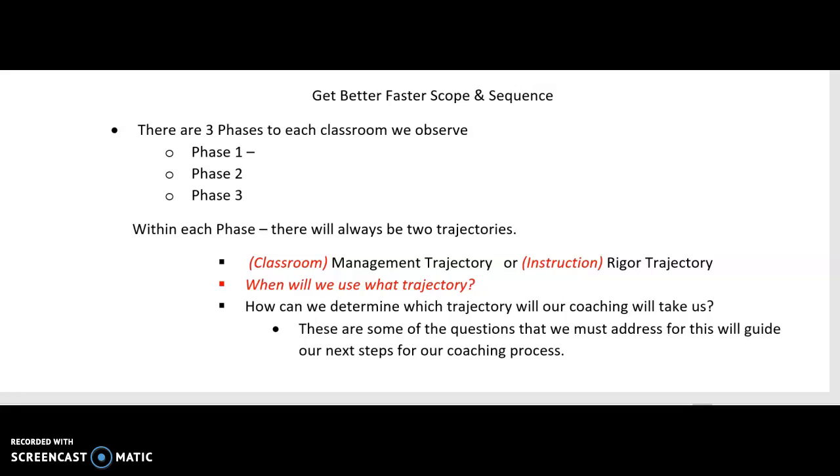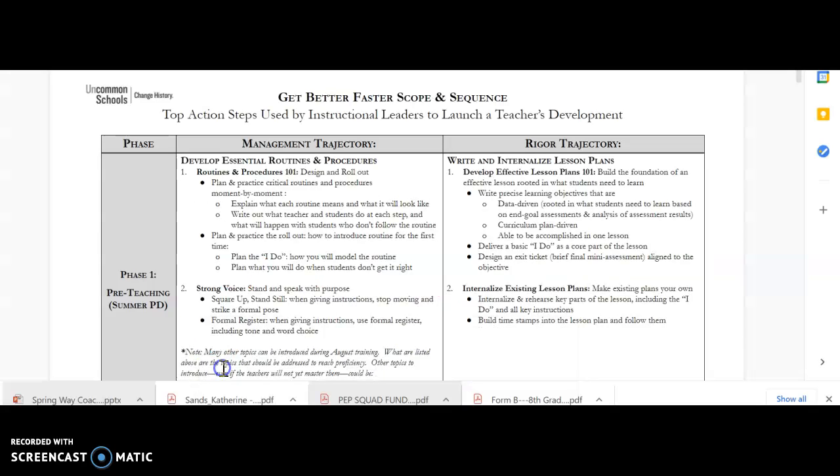Okay, so let's go ahead and get started on our Get Better Faster scope and sequence part of the training. We need to familiarize ourselves with this tool because this is what we are going to use when we are doing observations and feedback for coaching. What does it look like? It looks like this.